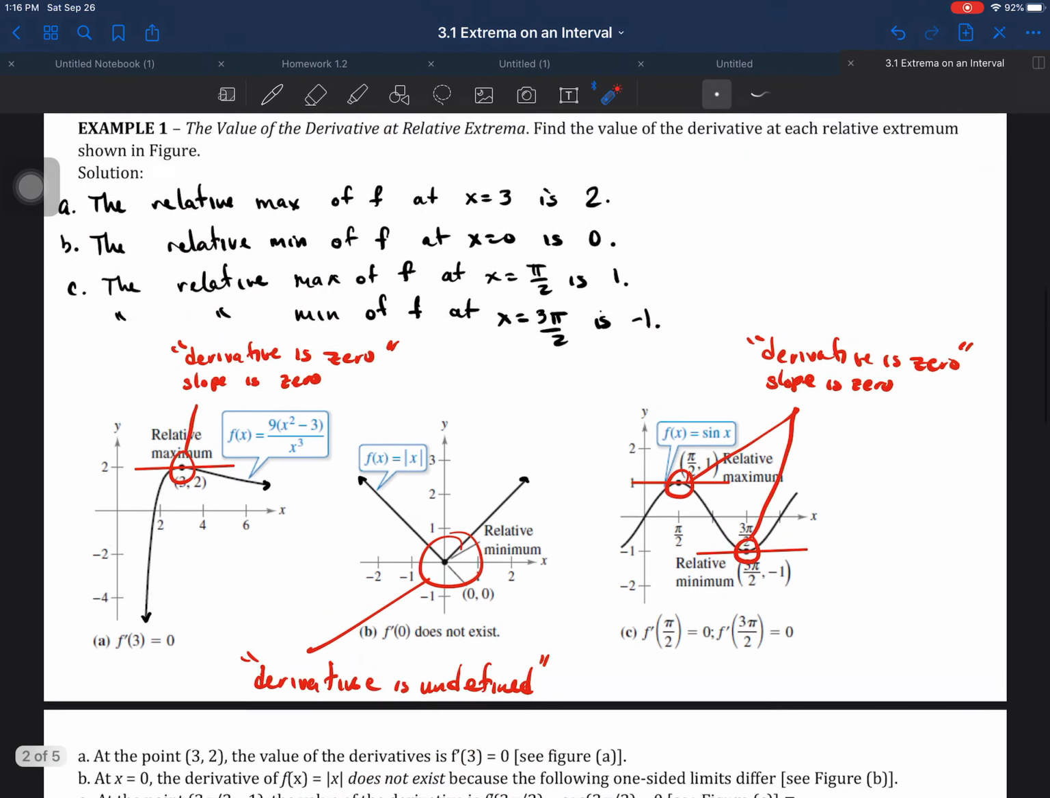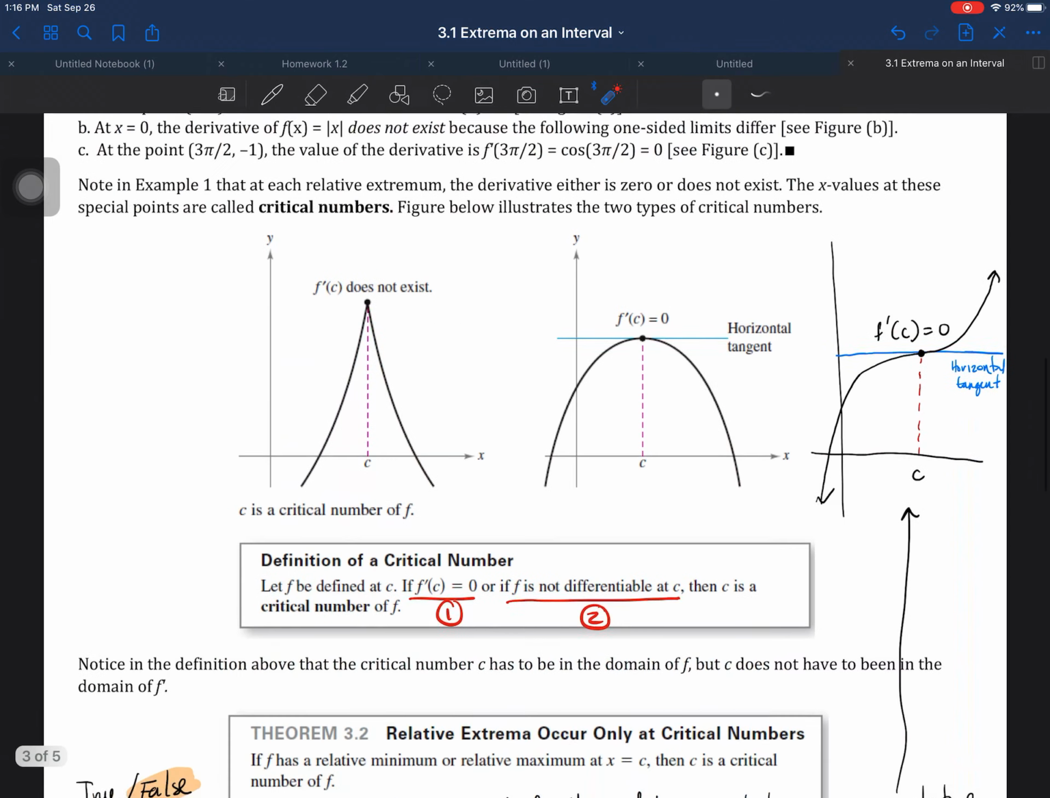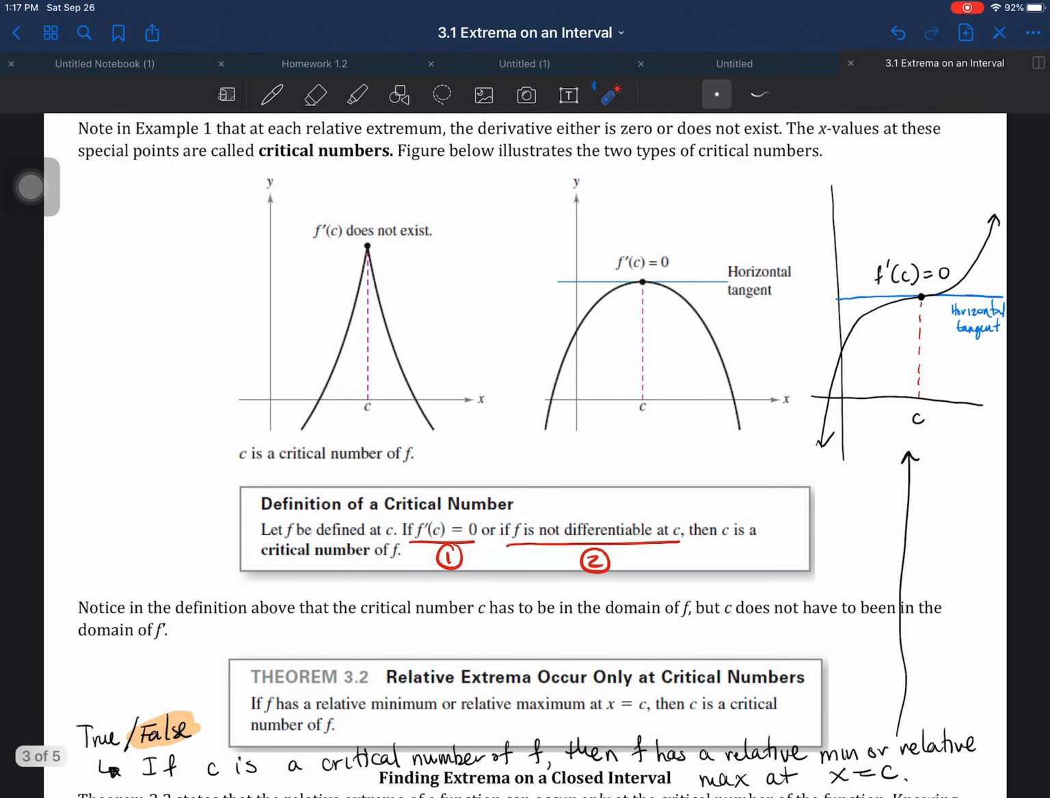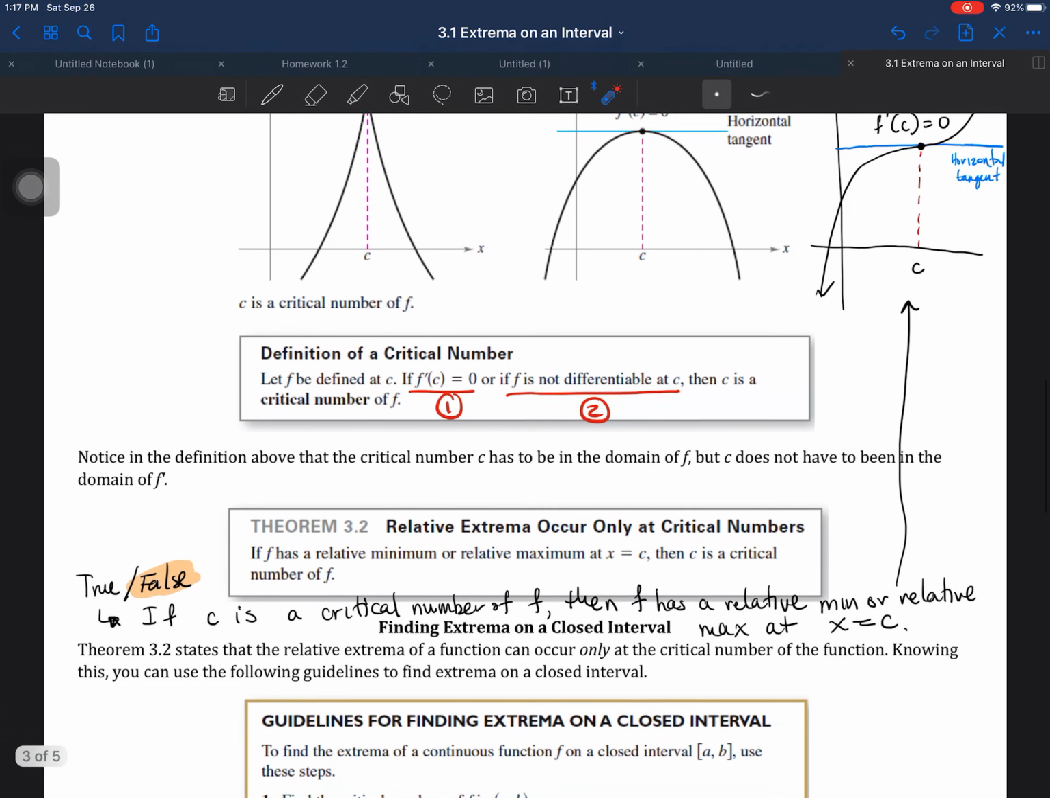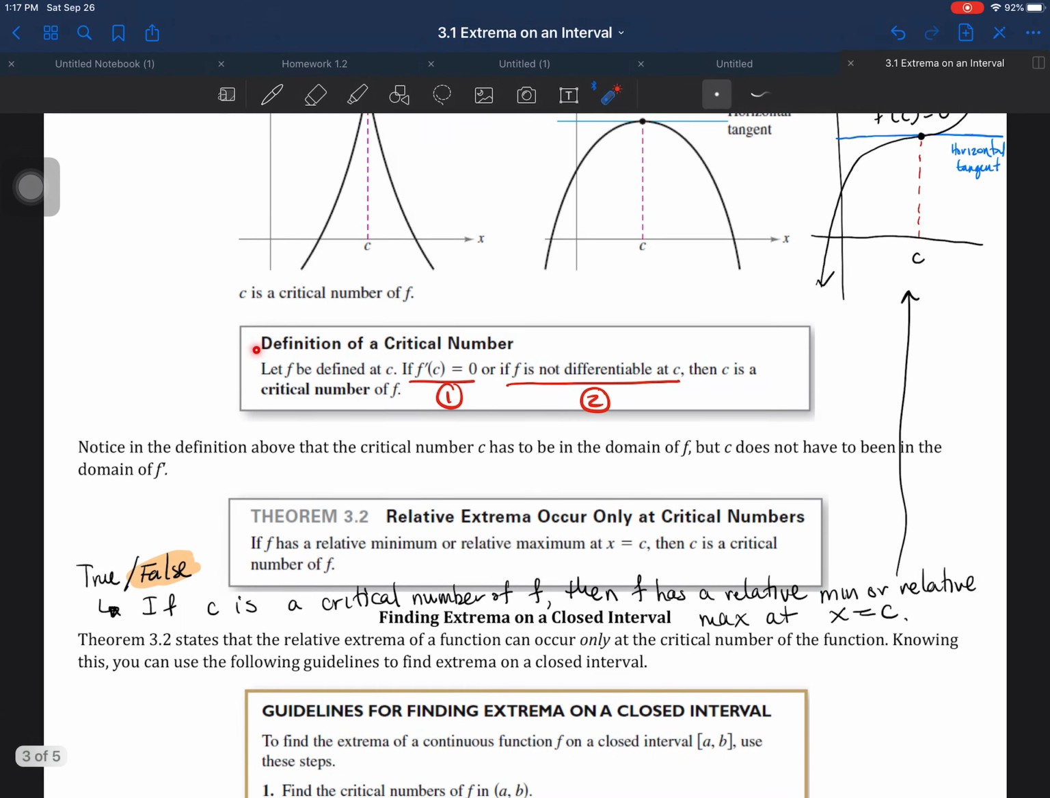Remember, a critical number is a C value that gives you a derivative of 0 or f not differentiable at C. I want you to pause and make sure you are familiar with these two, the definition and the theorem. Now I want you to think about the next statement. Is it true or false?